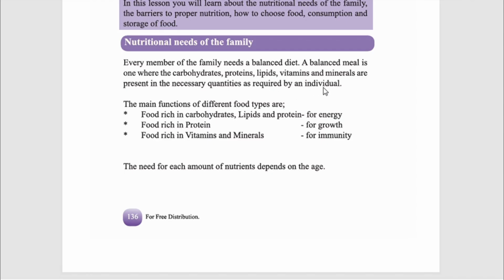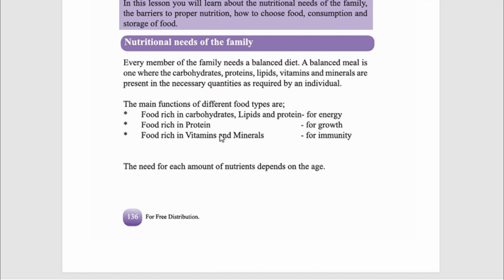If I ask you to define a balanced meal, you have to write that carbohydrates, proteins, lipids, vitamins and minerals are present in the necessary quantity as required by an individual. So we are considering it a balanced diet. Here are the main functions of different food types. Food rich in carbohydrates, like rice and bread, and also lipids and protein, give energy. These are the sources of energy.